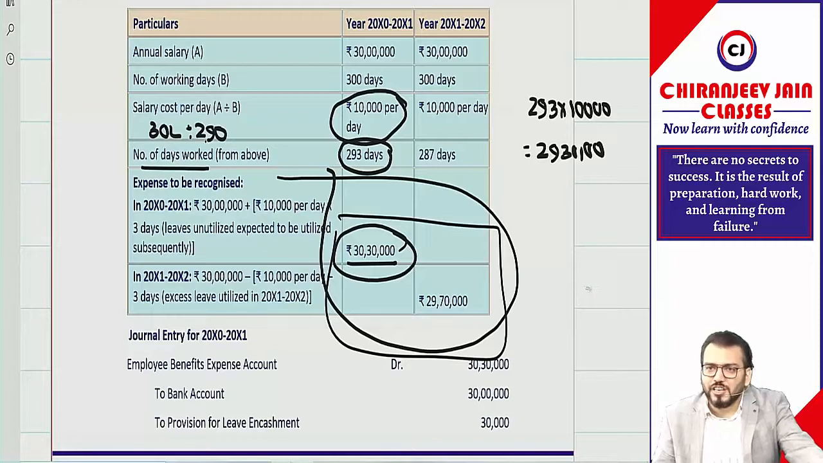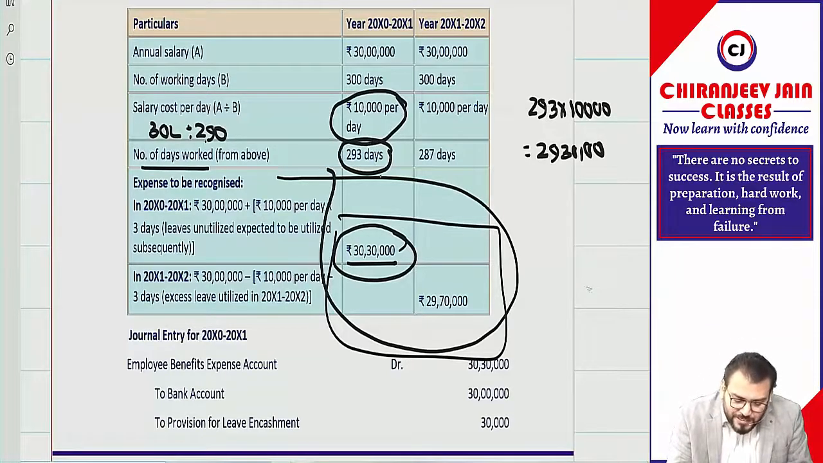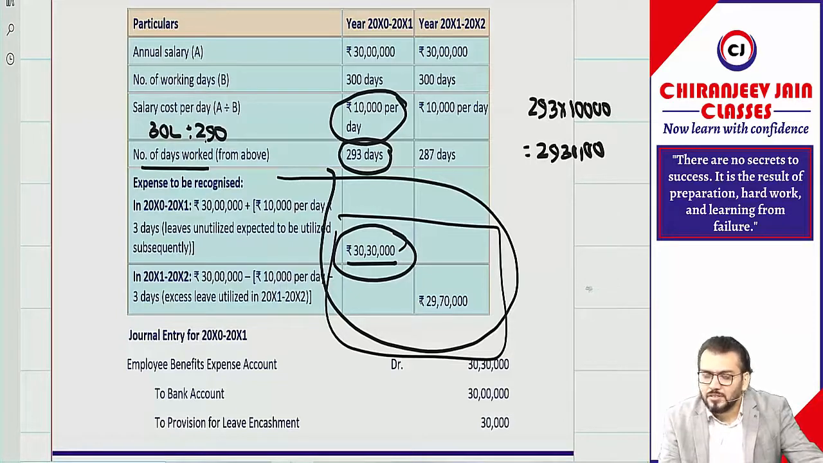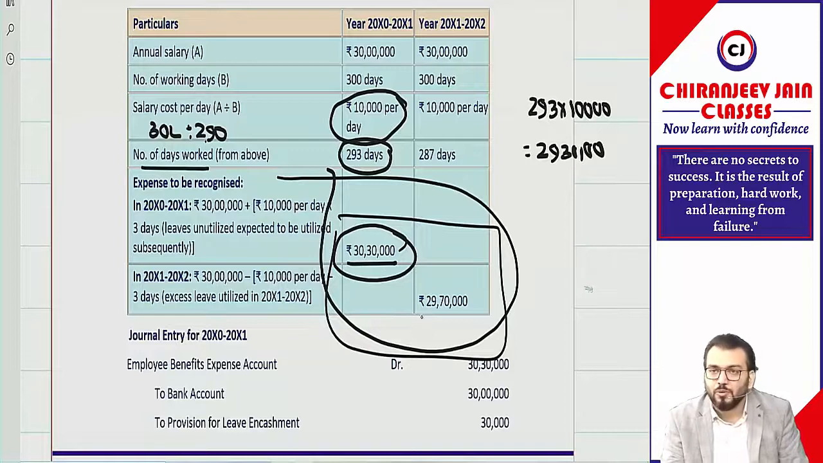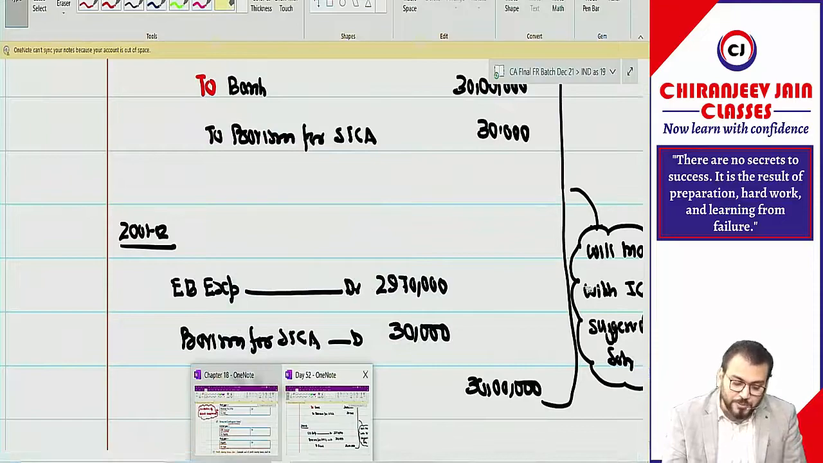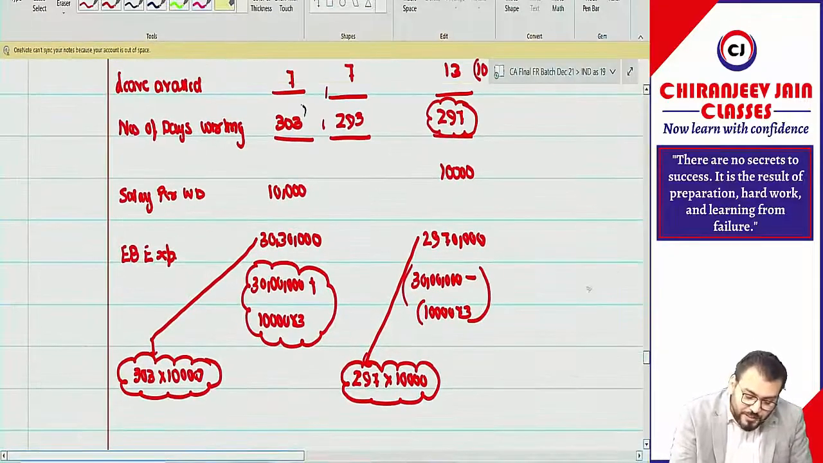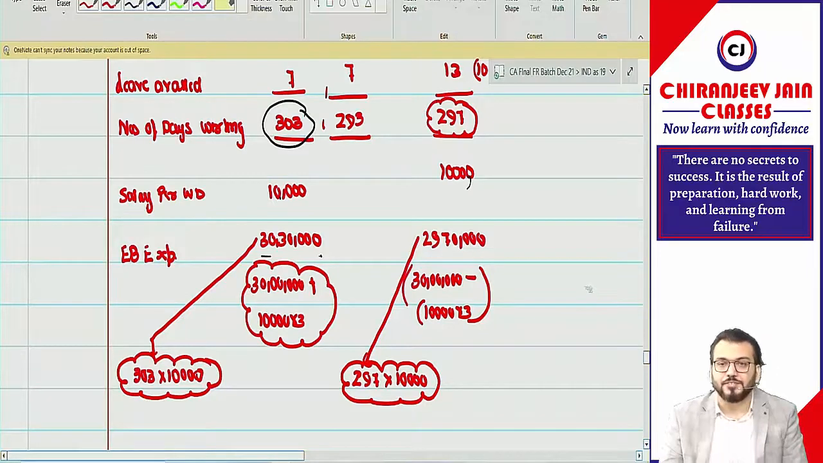Are you able to understand? I could have said it in this way also: 293 days, this is 30 lakh 30,000, and you would have understood. But how can I prove that? Can we prove this? No, we can't prove this. And as per my calculation, it can be proved. It can be proved that this is how many days? 303 days into 10,000, 30 lakh 30,000. 297 days into 10,000, 29 lakh 70,000.